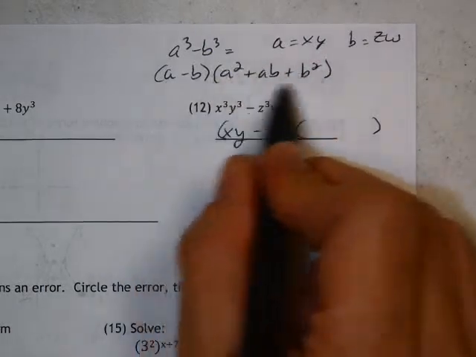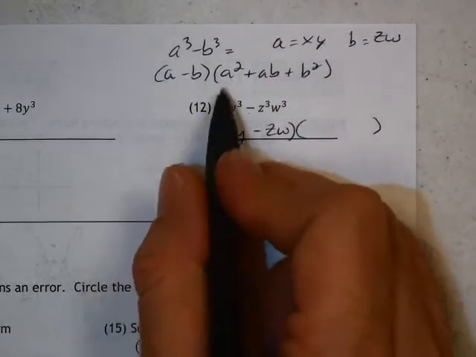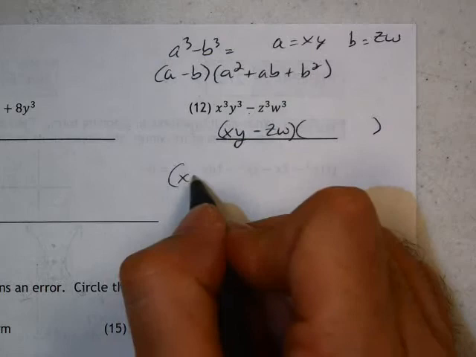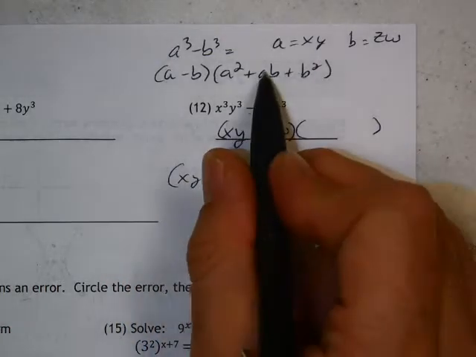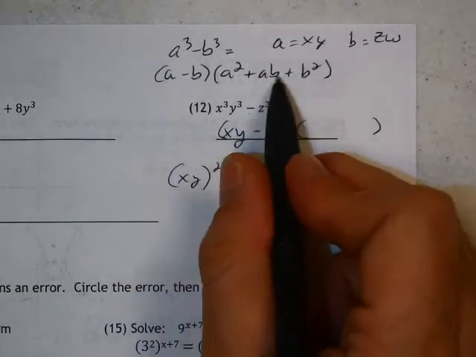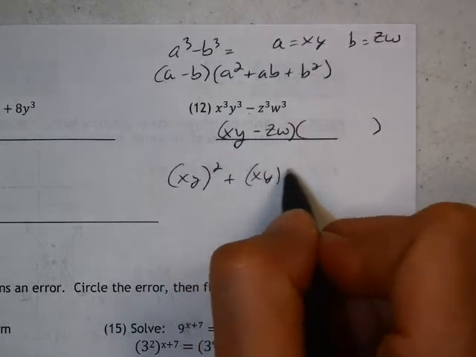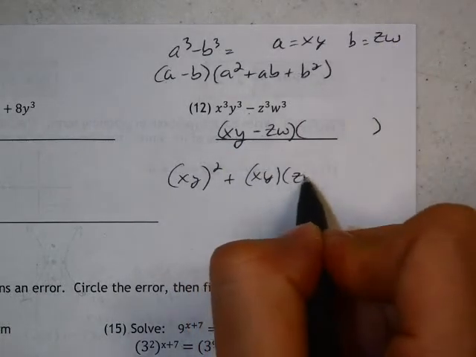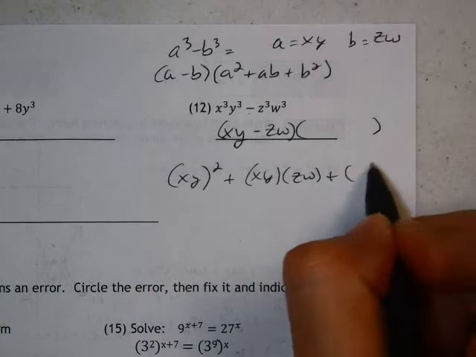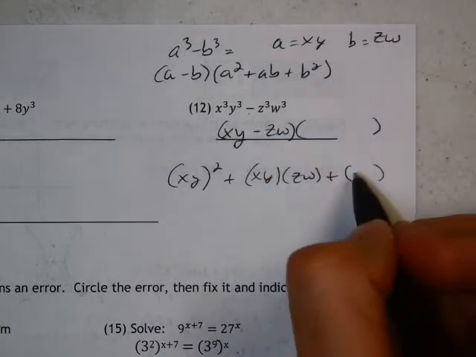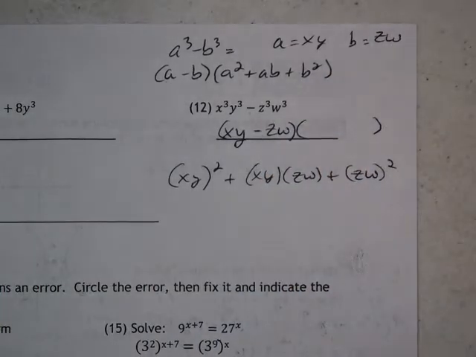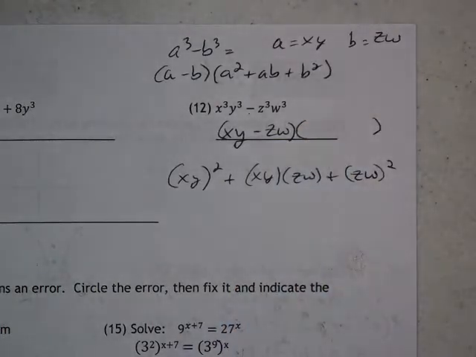So for this spot right here, a squared, instead of a, now that's xy squared, plus ab, a is now xy, b is now zw, plus b squared, zw squared, and I can tell I'm going to run out of room here.